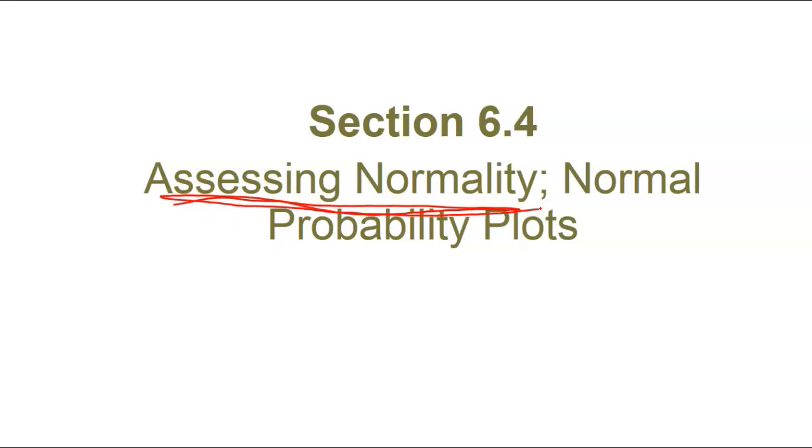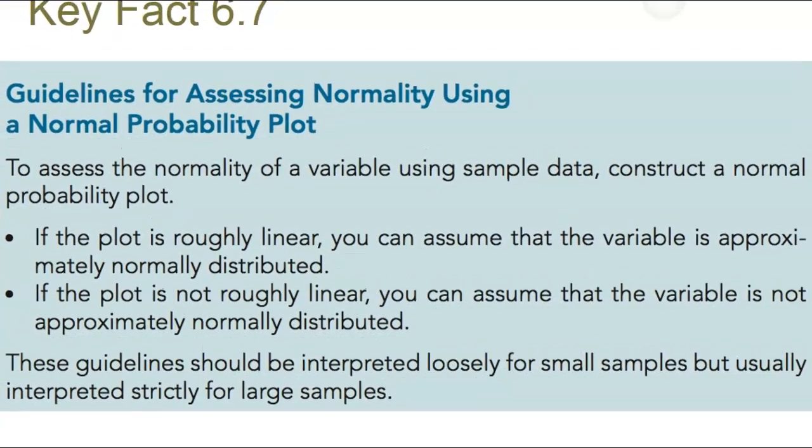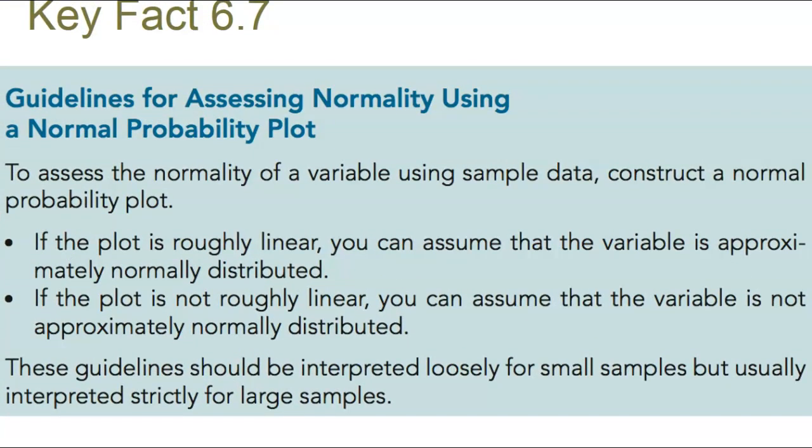That's assessing normality. And we do that with what is called a normal probability plot. You can do a normal probability plot by hand, or you can do it on your calculator, and we're going to do a lot of this on our calculator today. So let's take a look at some key facts that we're going to need to remember. To assess the normality of a variable using sample data, you're going to construct a normal probability plot.